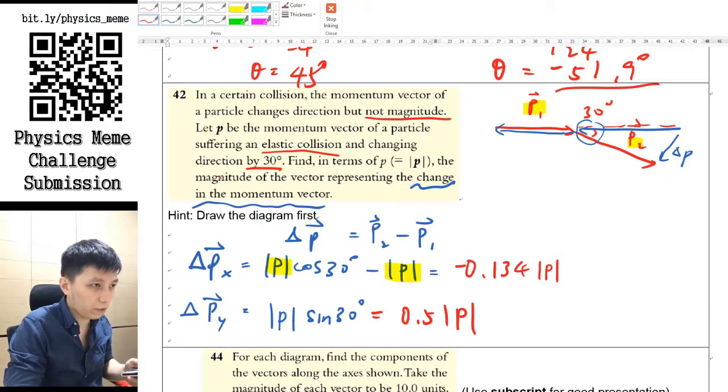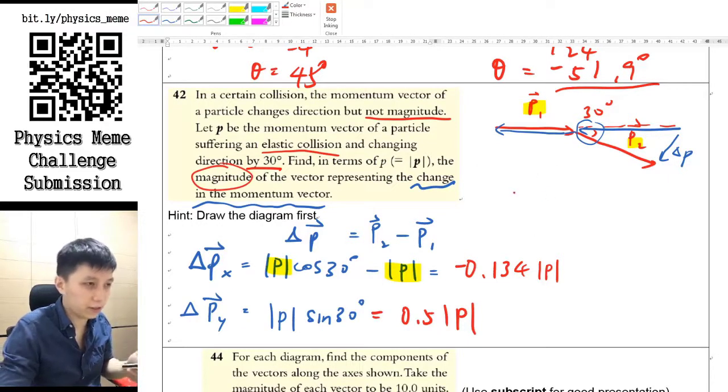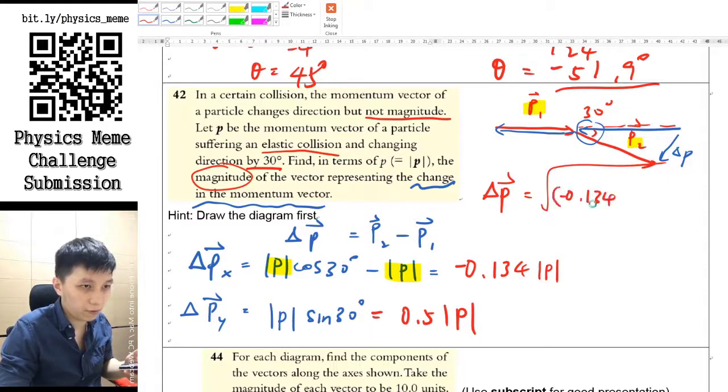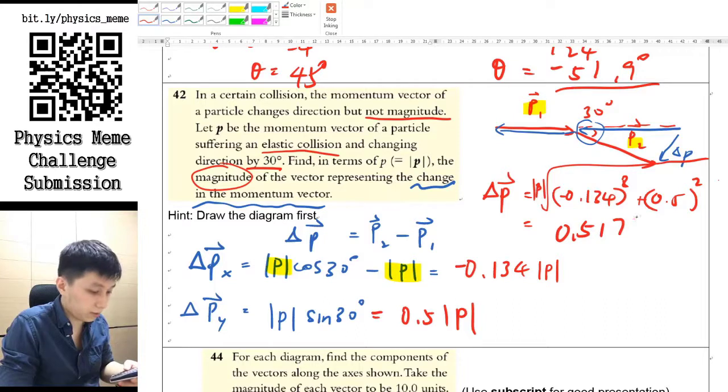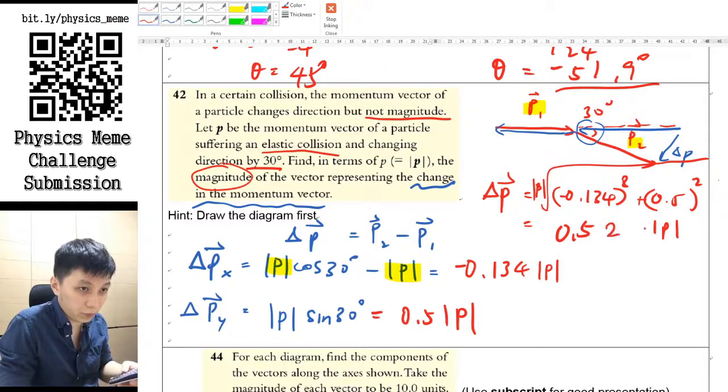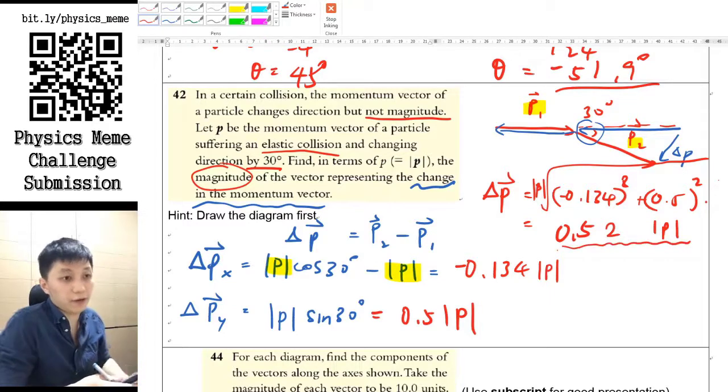And so if you just want to find the magnitude of the new vector of the change, then the magnitude of this, we're again using Pythagoras theorem, negative 1.34 squared plus 0.5 squared, and then on the left, absolute of P would then be 0.5176, which I will round to 2 sig fig, so 0.52 only. Alright, so that should be the final answer.